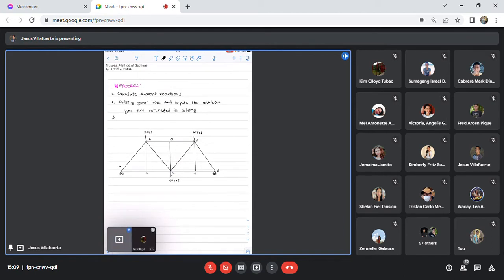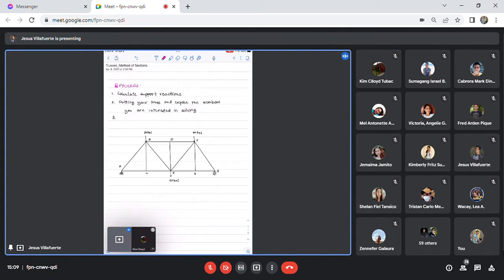Now, in the method of sections, you can easily calculate the members, let's say for example member BD, member BE or member BC, without having to go through each joint of this truss. So in other words, the process in number two is that you can cut the truss such that it passes through the members you are interested in. Let's say I'm interested in solving the member force acting on member DE.